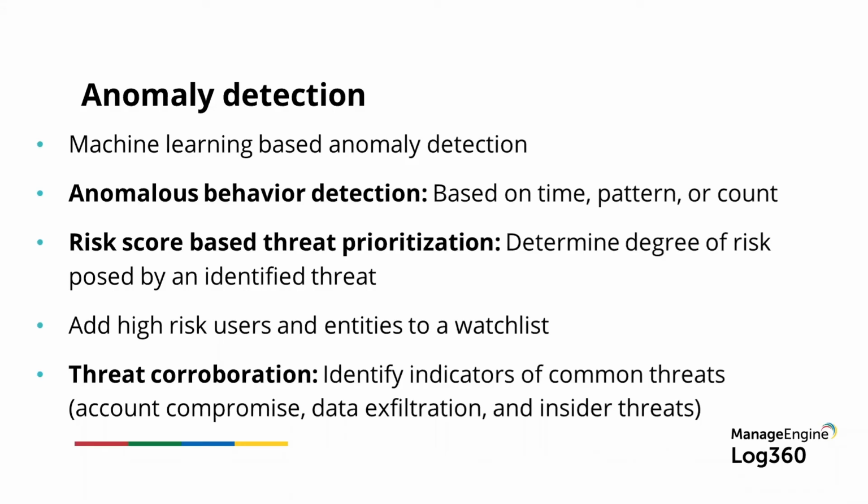Anomalies can be based on time, pattern, or count, and depending on what's observed for each user or system, a risk score is given. This is an indication of the degree of risk posed by that particular entity. The SOC analyst can then add all of these users and entities to a watch list to secure their organization in a more effective way. So we'll just take a look at how anomaly detection works in Log360 right now.